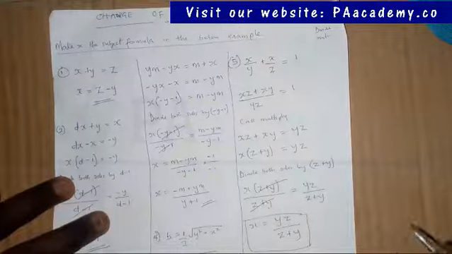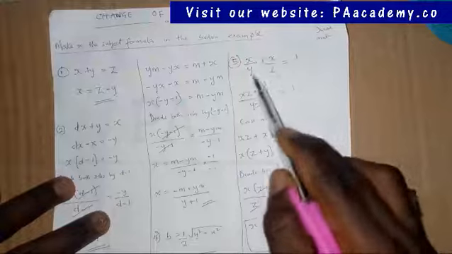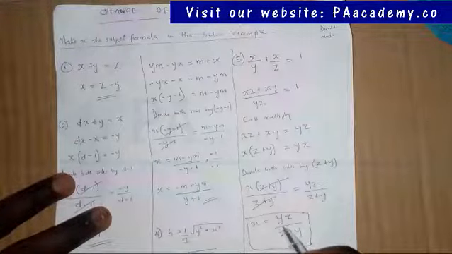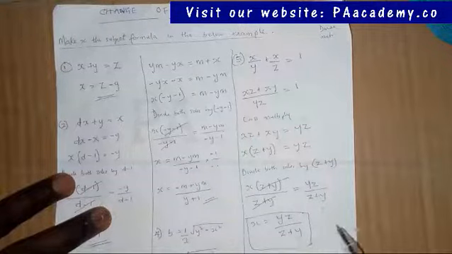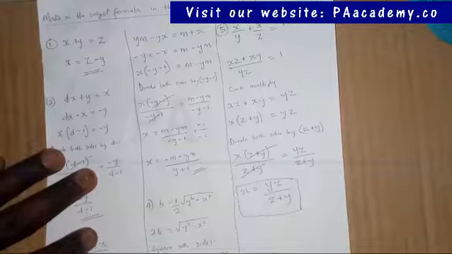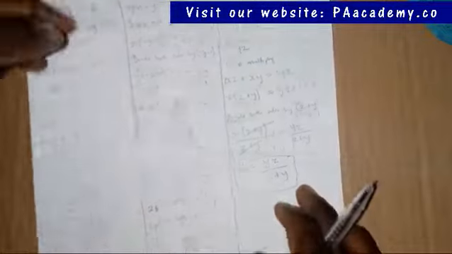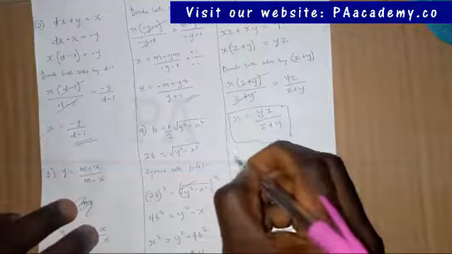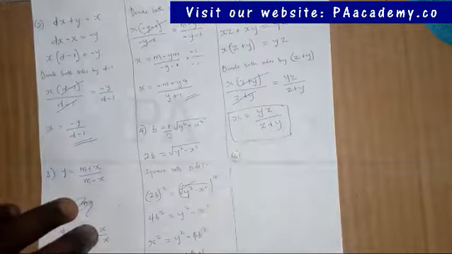So exactly, if you are to make x the subject of the formula in this particular question, this is what you are going to get: x is equal to yz over z plus y. So I hope you are finding this interesting, and you have been able to gain more understanding of the concept of subject of the formula. Alright, so let's look at another example.